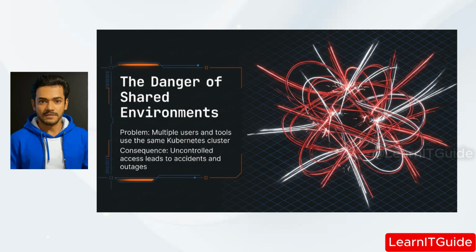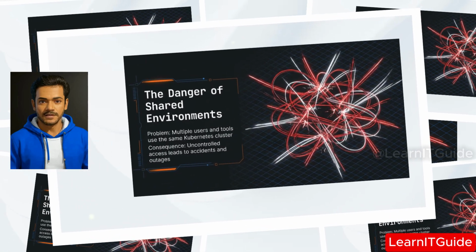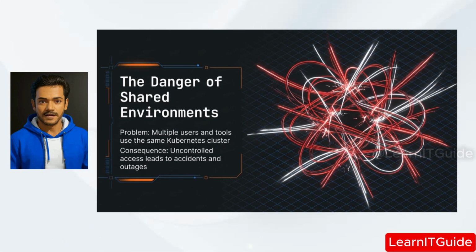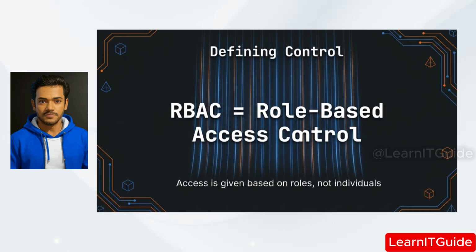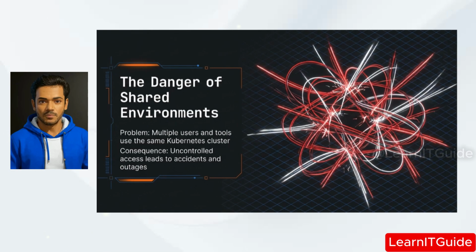But here's the problem. When people hear the word RBAC in Kubernetes, they immediately panic. It sounds like something very complex, very security heavy, something only senior engineers should touch. In reality, RBAC is not scary at all. RBAC is just about one simple question. Who can do what and where? That's it. Nothing more. RBAC stands for Role-Based Access Control, which basically means access is given based on roles, not randomly. Let me explain this in a very normal way.